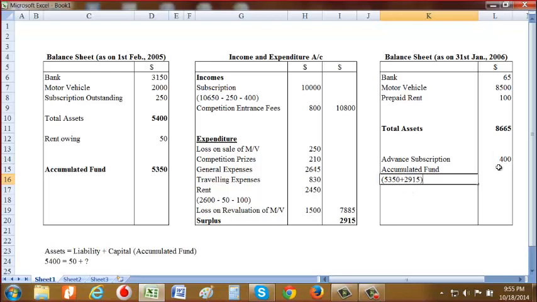Okay. Now see what will be the closing accumulated fund. 5350 plus 2915. So this is the total. Okay. Now let me make the total. So the total is this. So I got the same total, isn't it? Total of assets is 865 and total of liability and accumulated fund is also 865. Got it? Total liability and accumulated fund. Understood or not? Yeah. So my balance sheet I have prepared.